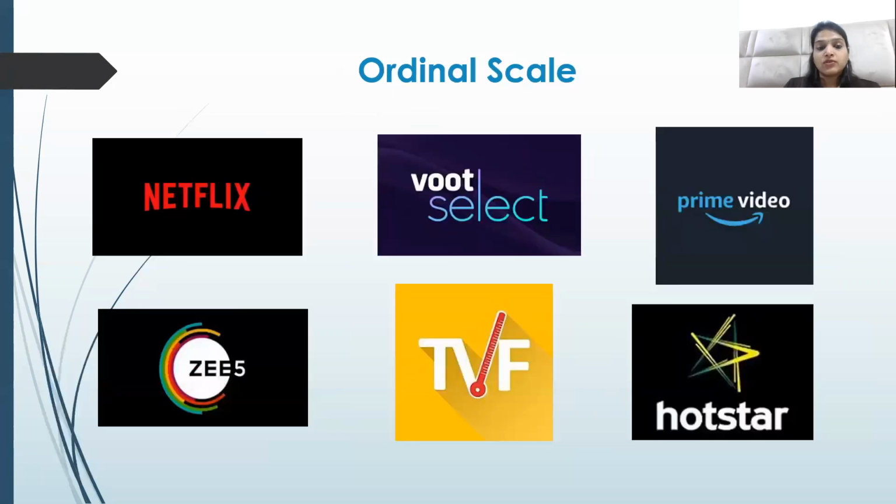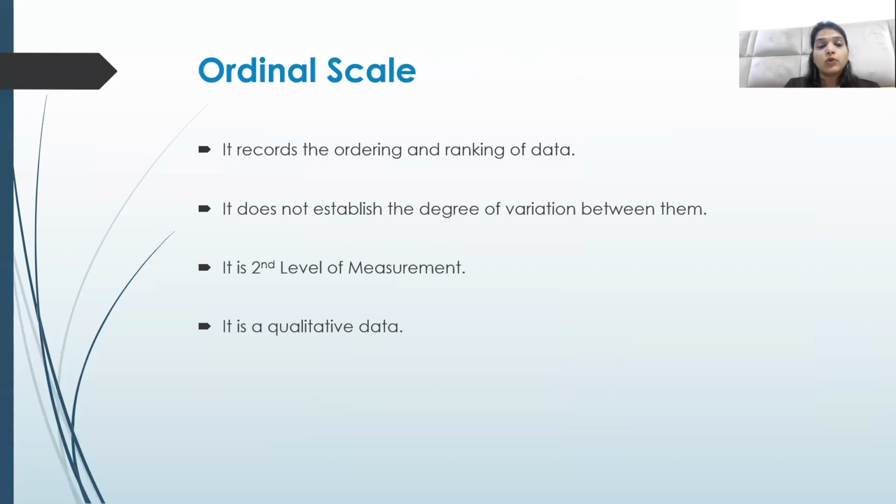Similarly, if I ask you to rank these platforms, which platform you like or prefer more to watch? Some will say Netflix, Voot Select, Prime Video, Zee5, TVF, Hotstar. Others will say Voot Select, Zee5, Netflix, Prime Video, Hotstar, and so on. So now I'm talking about my second level of measurement, where I am ordering and ranking the data.